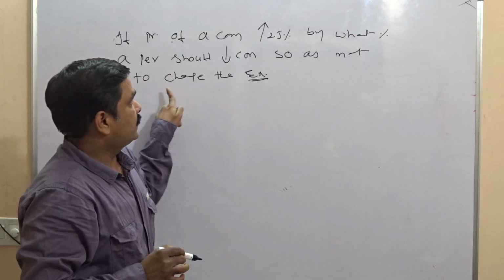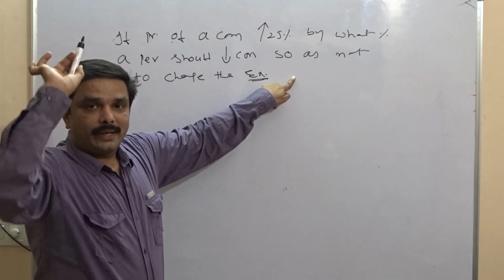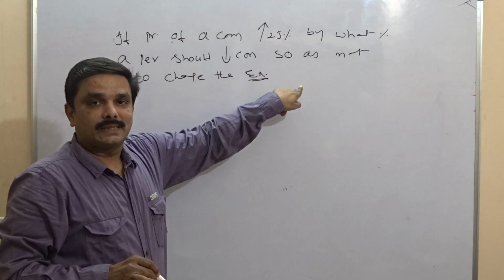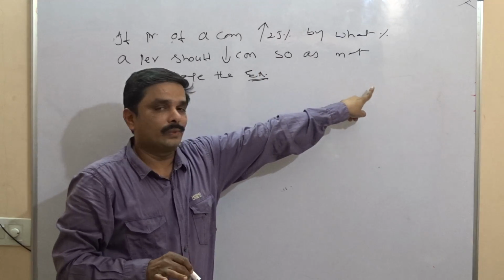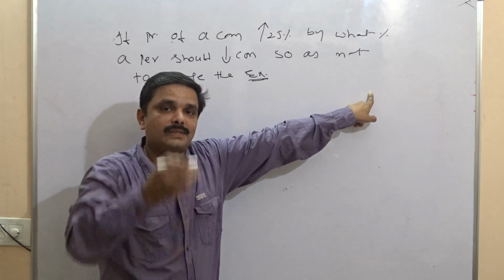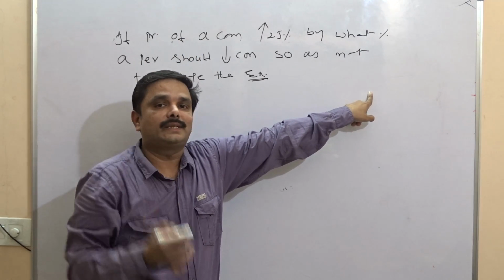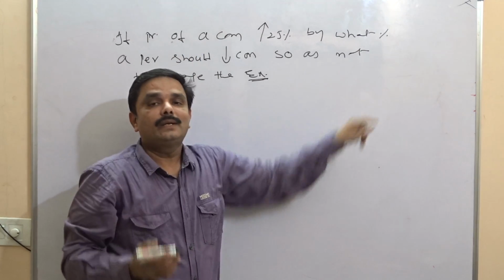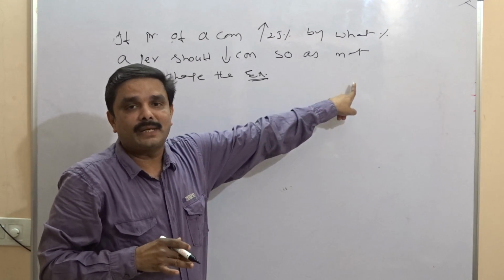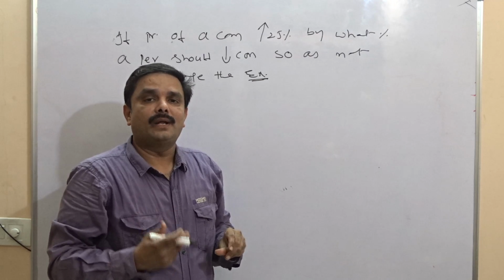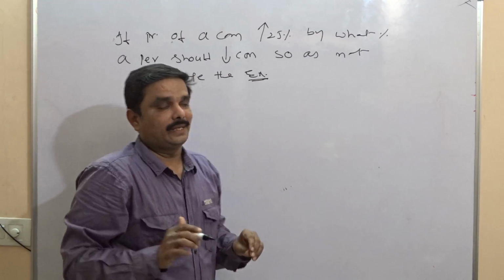Now in the previous session we did the question in this way. I took the price of the commodity as 100 rupees and consumption as 100 kgs, and obviously expenses was 10,000 rupees. Based on that we found out the percentage by how much a customer should reduce the consumption so as not to change the expenditure. But the same question can be done in one step. Now let us take it this way.